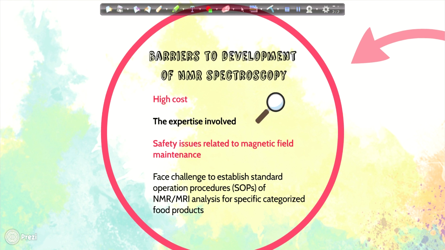In food science, barriers to development of NMR spectroscopy instruments are primarily due to high cost, the expertise involved, and safety issues related to magnetic field maintenance. Low-field NMR and MRI are relatively more accessible to food researchers due to low cost and easier maintenance, but their applications are still limited. In order to ensure proper data acquisition and analysis, more NMR trained staff are needed in the aspect of food application.